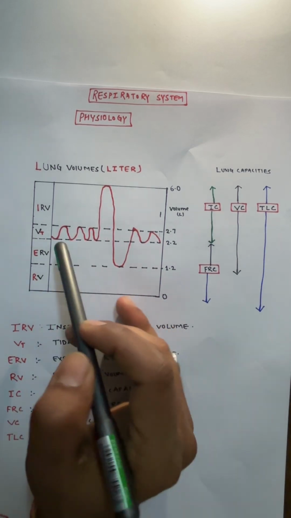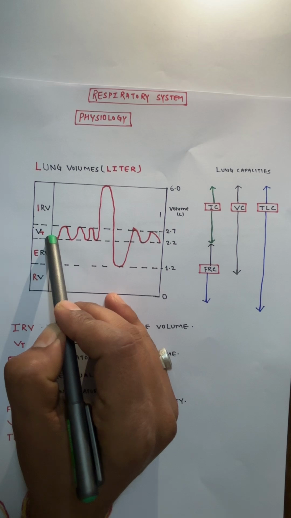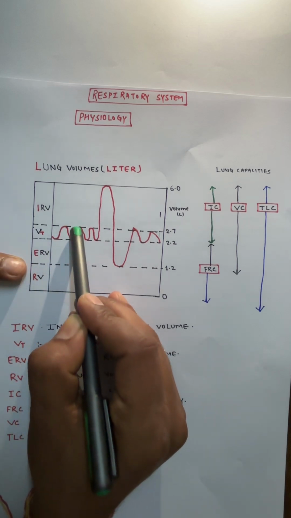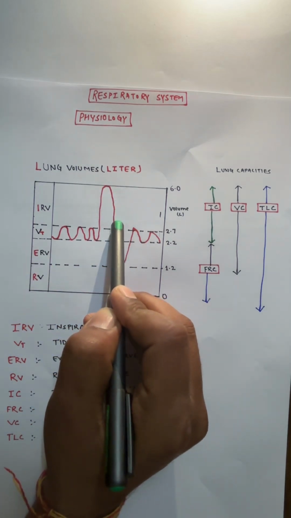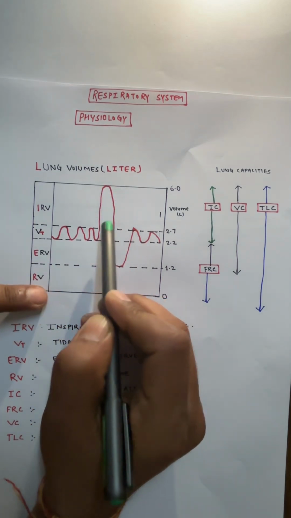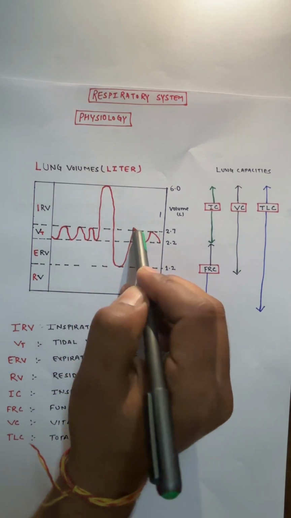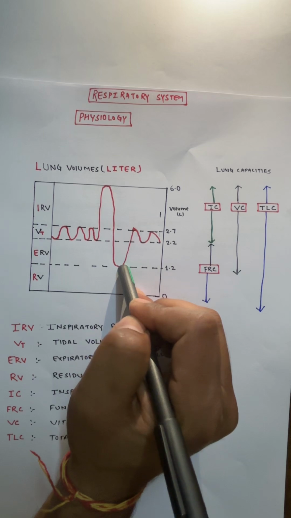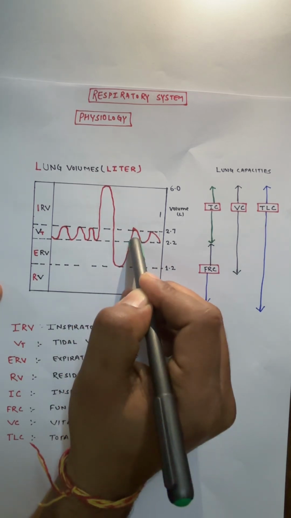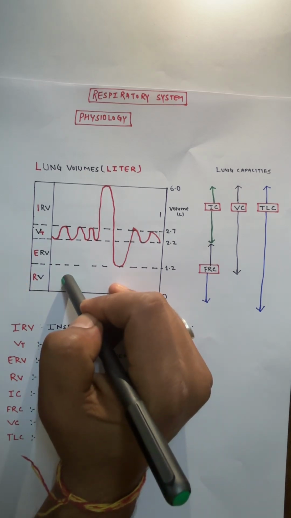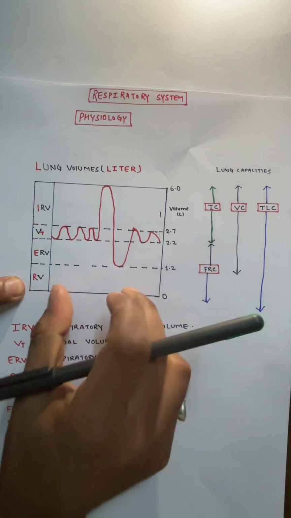Now we'll understand this image. This is tidal volume, air that moves into lungs with each quiet inspiration. Now this is your inspiratory reserve volume, air that can still be breathed in after normal inspiration. Now expiratory reserve volume, air that can still be breathed out after normal expiration. So this part is your ERV. Now this is residual volume, air in lungs after maximal expiration. This much air is left in the lungs.